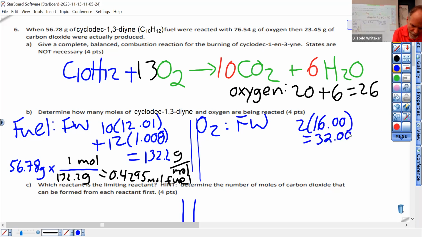What are the units for this number? How many grams of oxygen are in the question? 76.54.